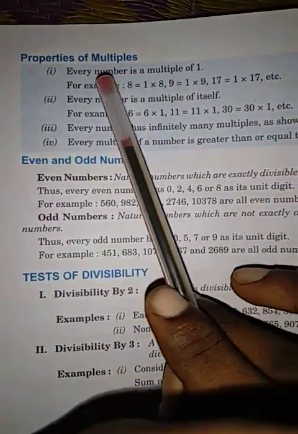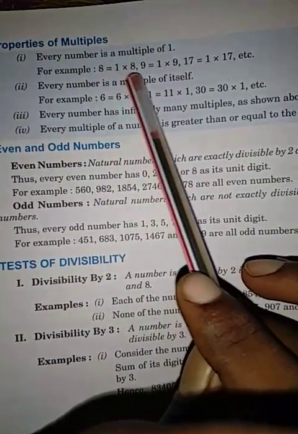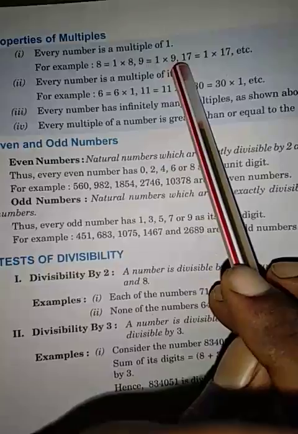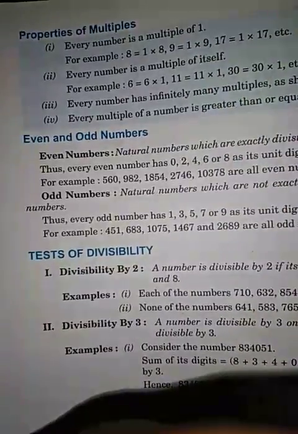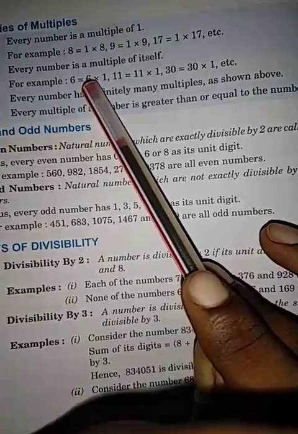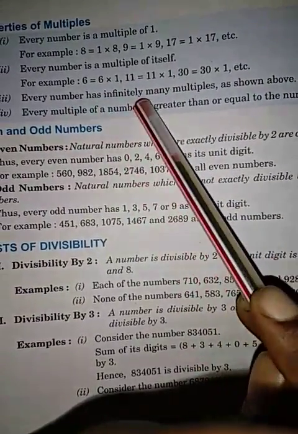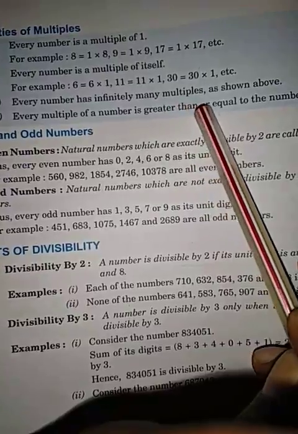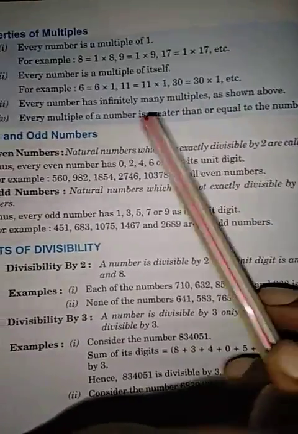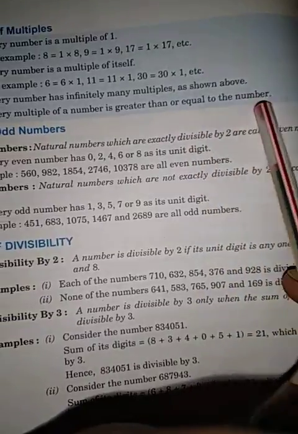Properties of multiples. Every number is a multiple of 1. For example, 8 is equal to 1 into 8, 9 is equal to 9 into 1. Every number is a multiple of itself. For example, 6 is equal to 6 into 1, 11 is equal to 11 into 1. Every number has infinitely many multiples as shown above. Every multiple of a number is greater than or equal to the number.